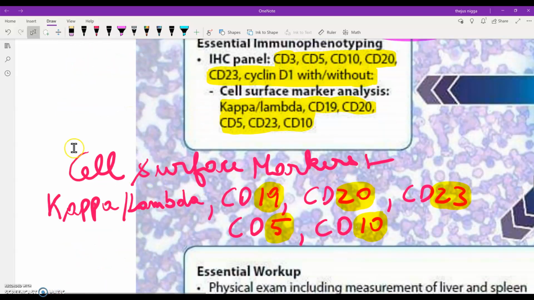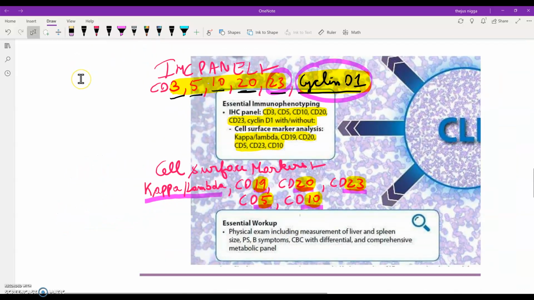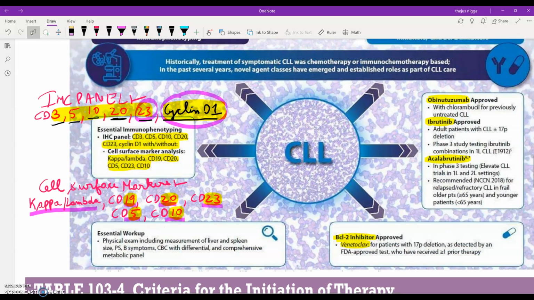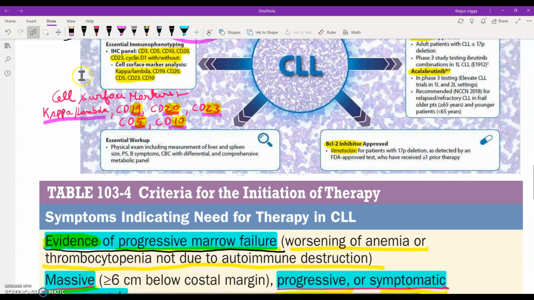So that's the IHC panel. In the cell surface markers, what you ask for is kappa lambda, CD19, 20, 23 and CD5, CD10. That's about the IHC panel.